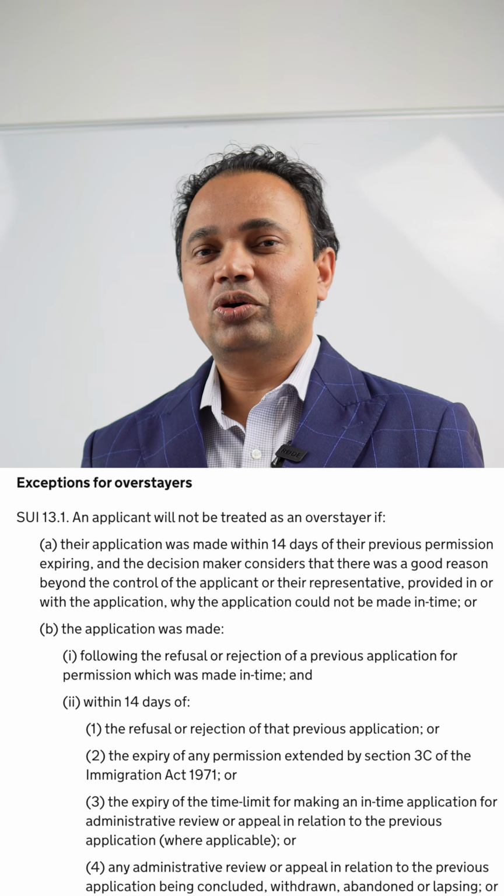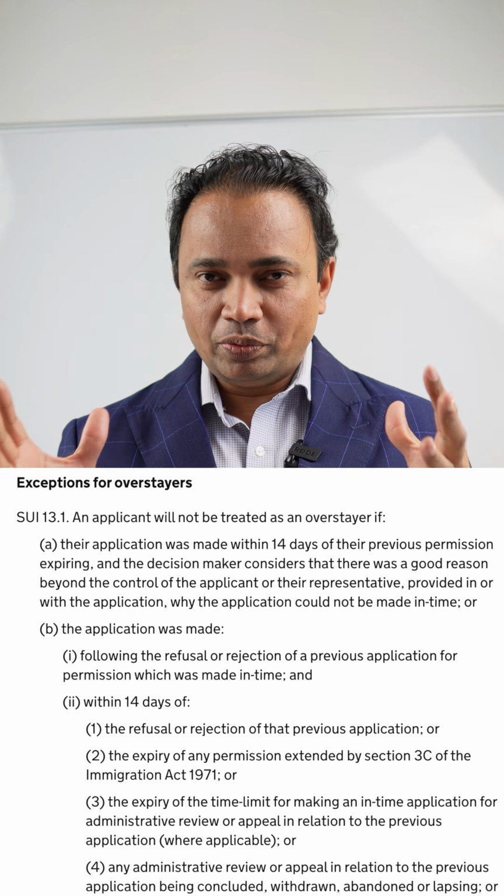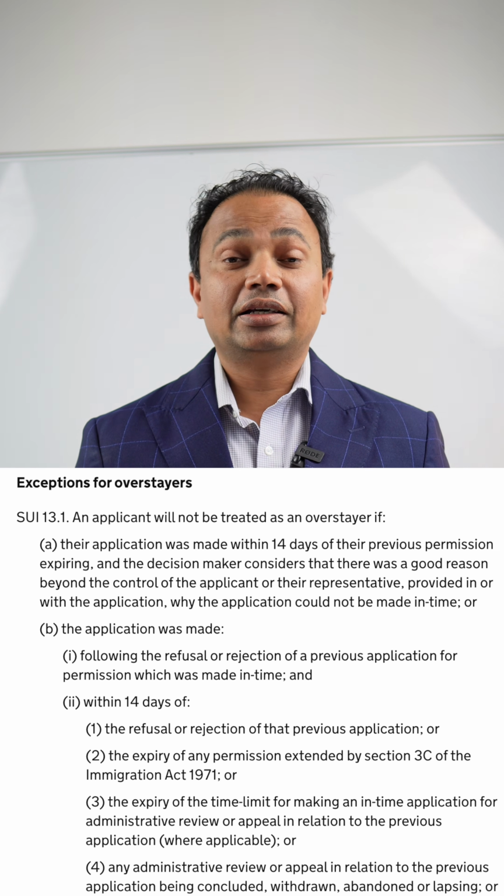So what 39E or SUI 13.1 means: within 14 days of any problem event, let me just term it a problem event, which means either a refusal, rejection, administrative review, end, lapsing, etc., your rights come to an end. Think of it in that way. A section 3C stops at some point. Within 14 days of that problem event, you were allowed to make another application, though out of time, which is the first part I explained.